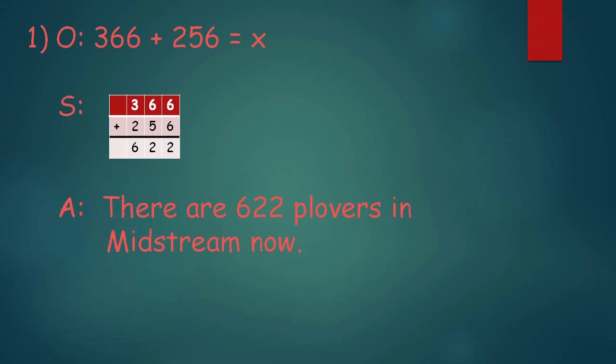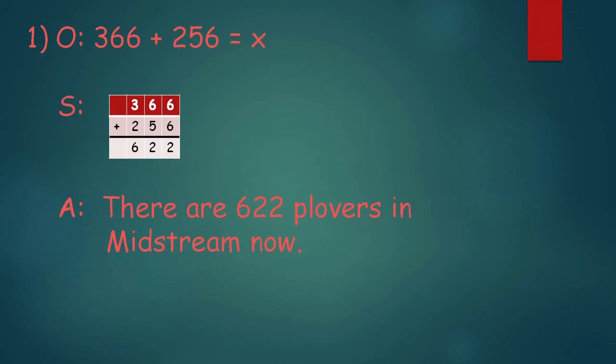Then we're going to work it out by doing a sum. And if we do it vertically, we would say 366 on top plus 256. And we say 6 plus 6 gives us 12. We carry over the 1. Then we say 6 plus 1 plus 5 gives us 12. We carry over the 1. And 1 plus 3 plus 2 gives us 6. So there are 622 plovers in Midstream now, is your final answer sentence.